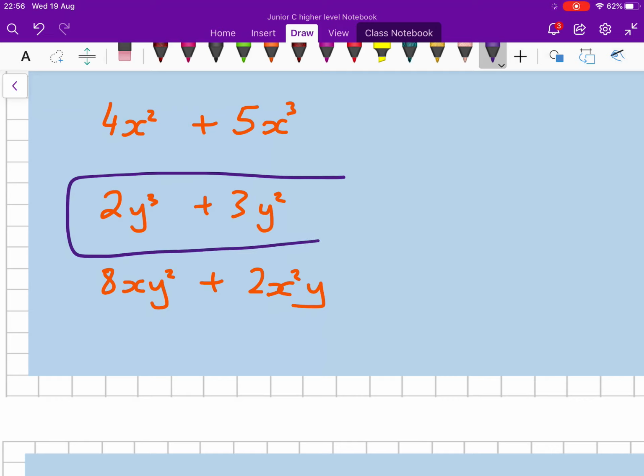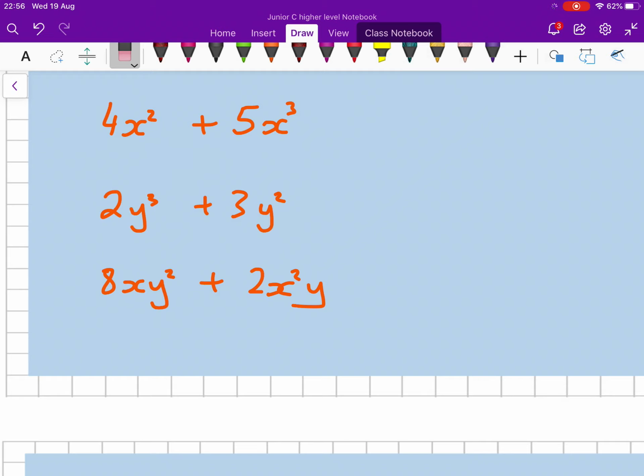Next ones look almost the same, but again they've got y's in both terms, but the first is a y cubed, while the second is a y squared. So the powers are different. We can't go ahead with these.